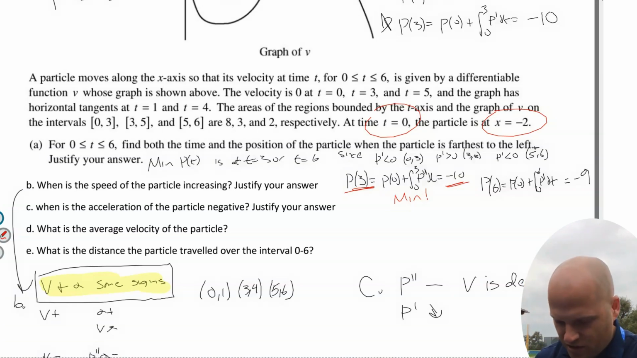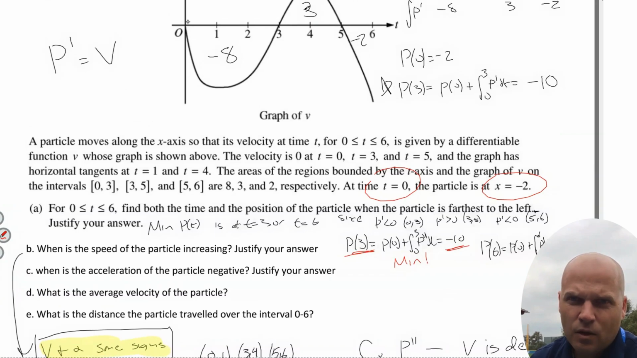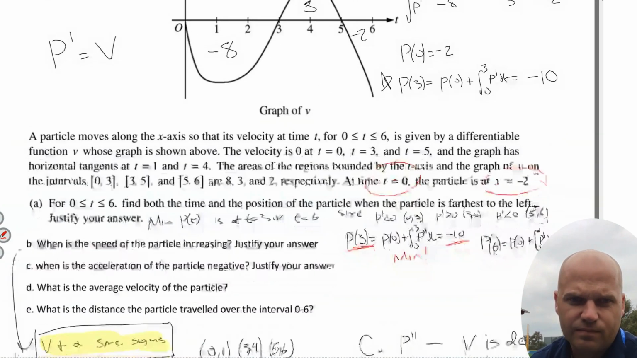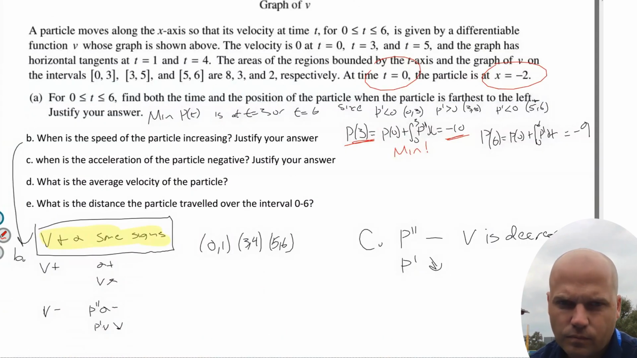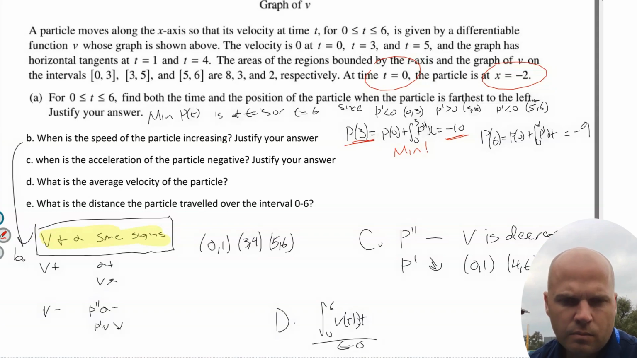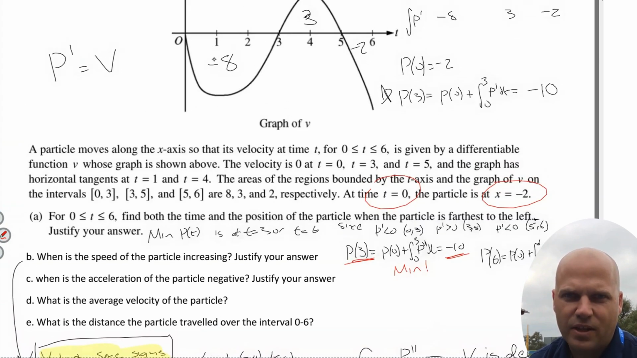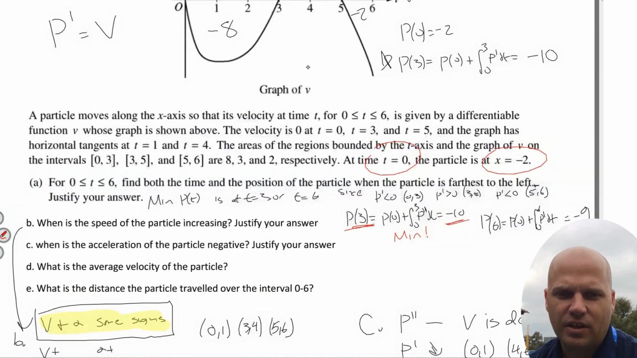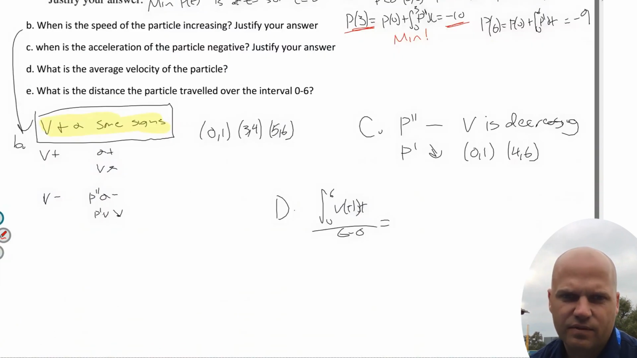All right, V is decreasing from 0 to 1 and 4 to 6. Average velocity. Cool. I would love to just accumulate my velocities and divide it by my interval. Well, can I accumulate my velocity? Sure, I can. I have the accumulations of my velocity. It's negative 7. So my answer is negative 7 over 6.